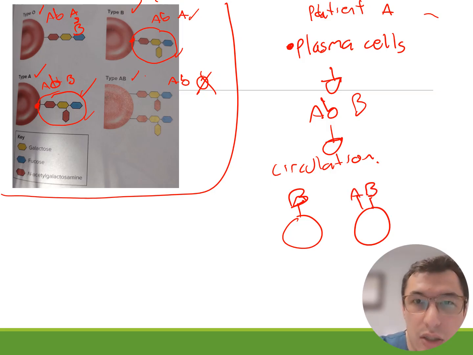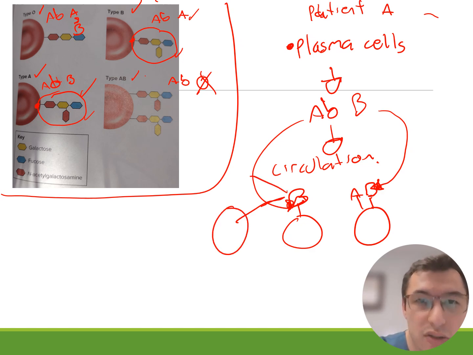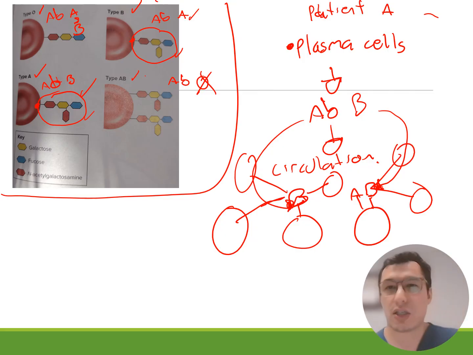And when this agglutinin binds to B, B is the agglutinogen, all right? This is the surface antigen. Then other molecules will start binding, and that is why it clumps. All right, and this will lead to further issues.